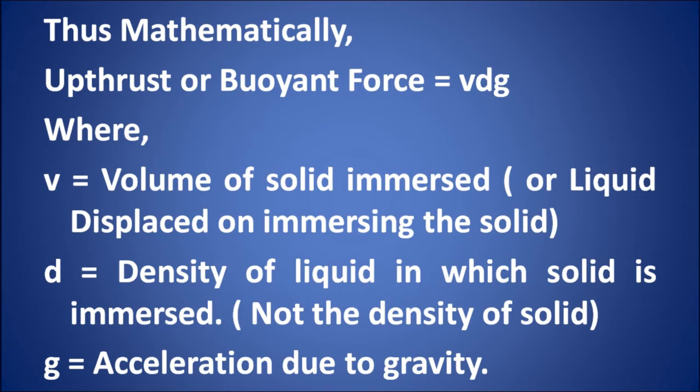Thus, mathematically, upthrust or buoyant force is equal to Vdg. Kindly pay attention to what V, d and g represent. V is the volume of solid immersed. This is equal to the liquid displaced on immersing the solid. d is the density of liquid in which solid is immersed. It does not represent the density of solid. Small g is acceleration due to gravity.